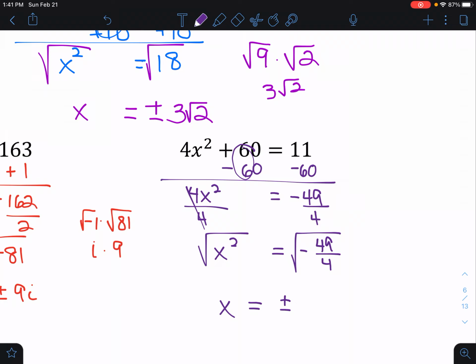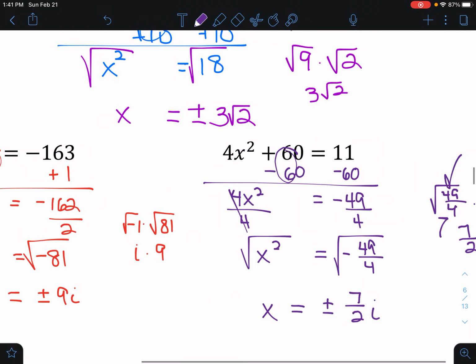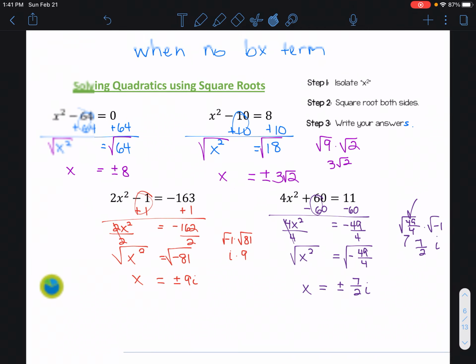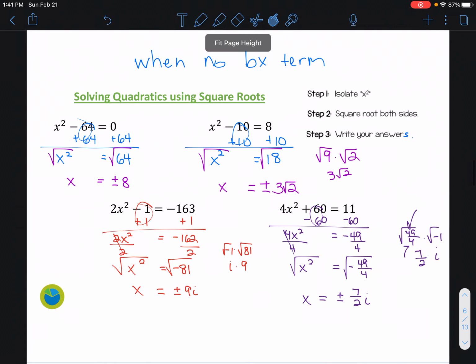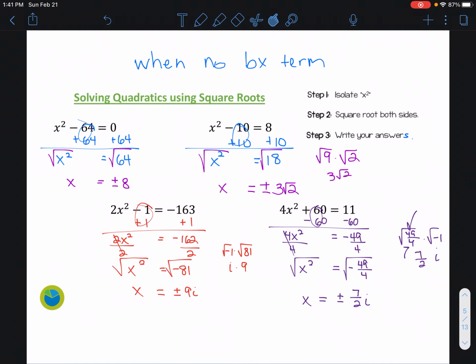Okay, so I've got this is i, and you could take the square root of the top and the bottom, so this is going to be 7 over 2. So I'm going to write plus or minus 7 halves i, right? Square root of 49, square root of 4. And that's how you solve quadratics using square roots. Remember, this only works if there's no bx term. Okay.